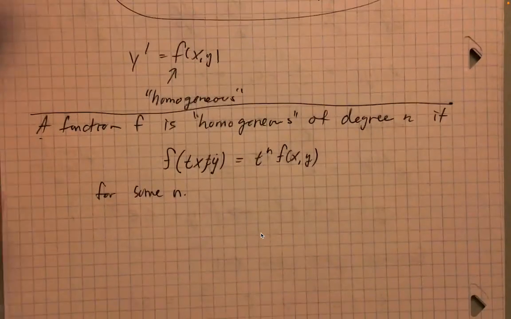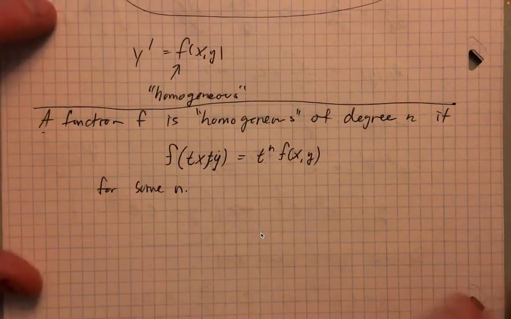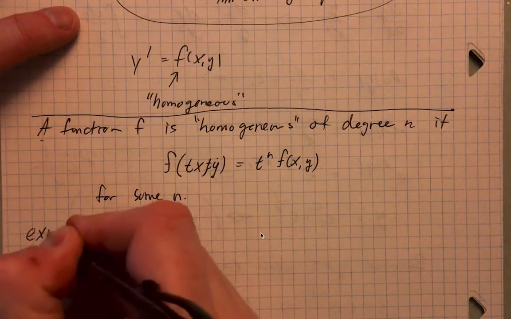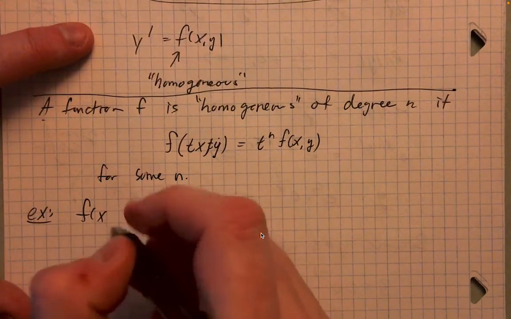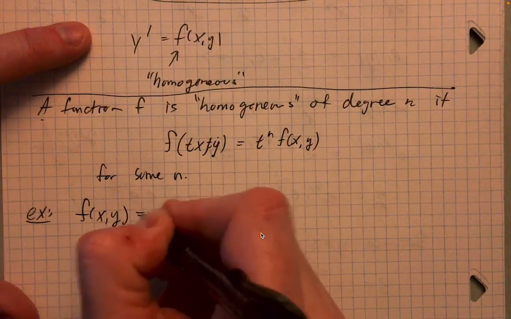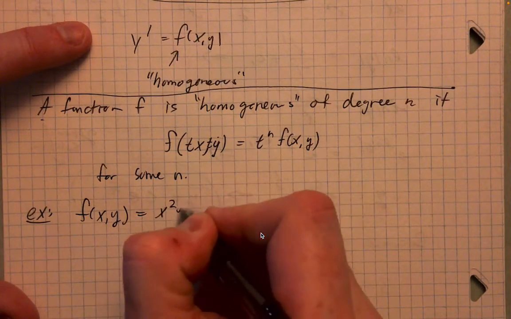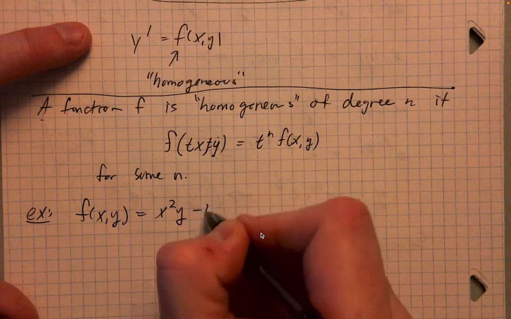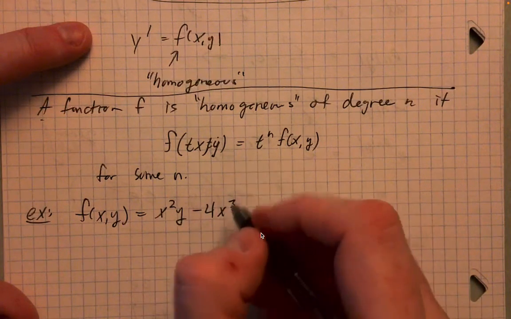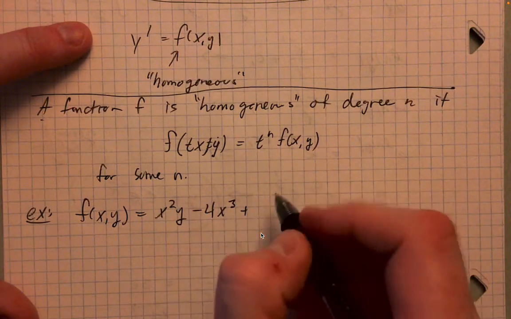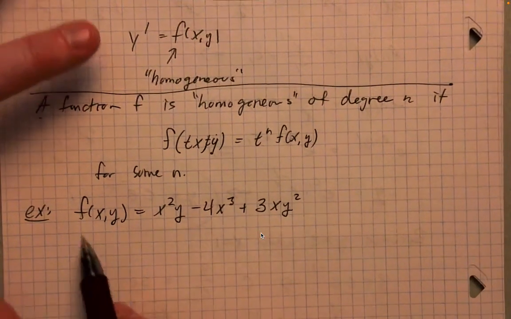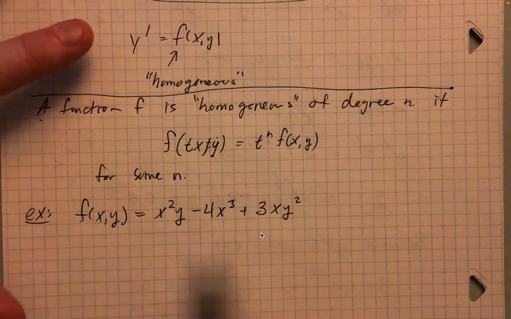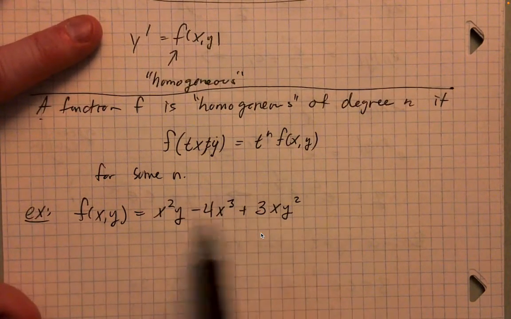Okay? So this is all very cryptic. Let's do an example, and I think the idea will be clear. Right? Let's start with this example. f of x, y equals x squared y minus 4x cubed plus 3xy squared. Okay, so this function here is homogeneous and of degree 3.